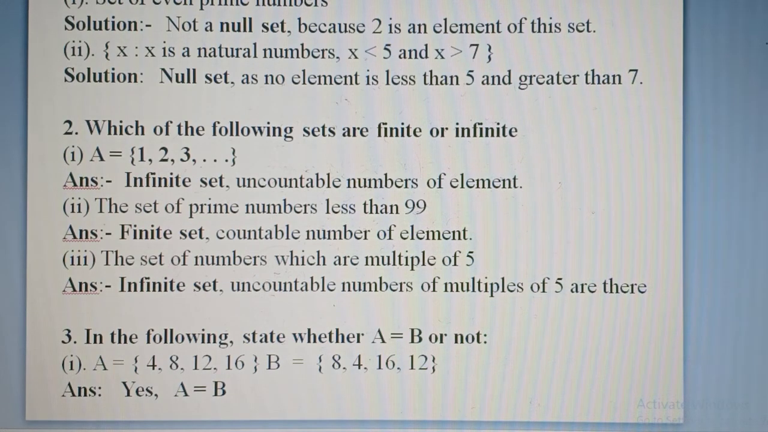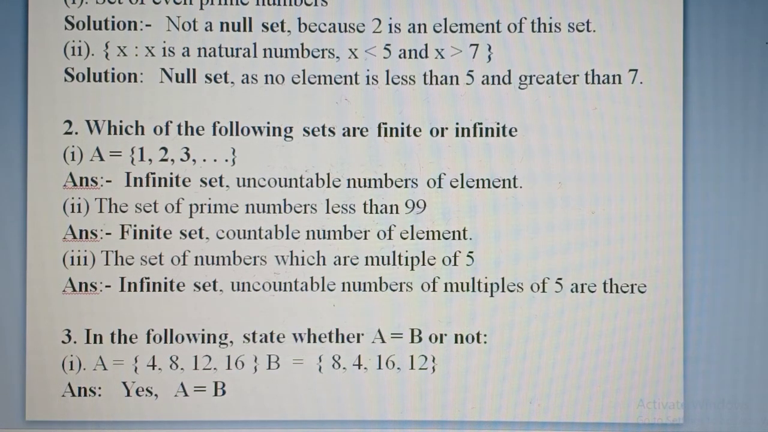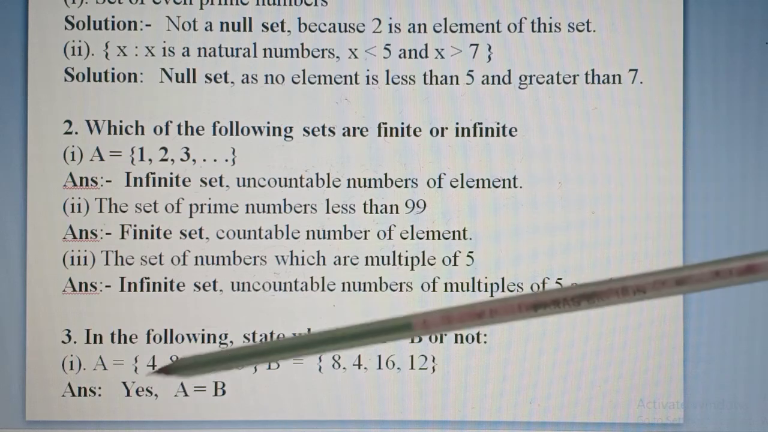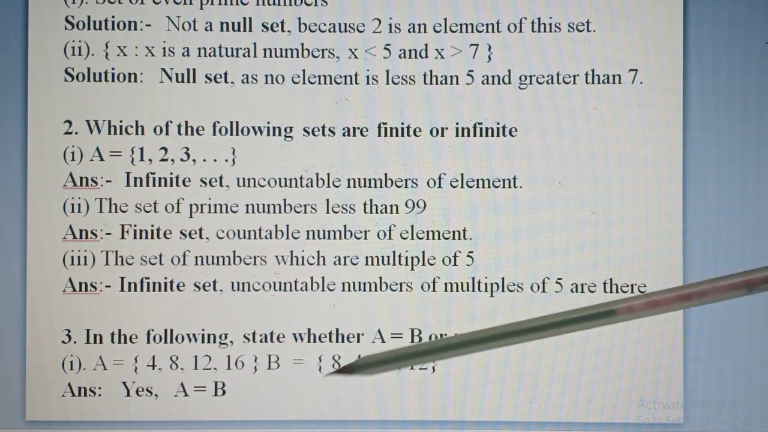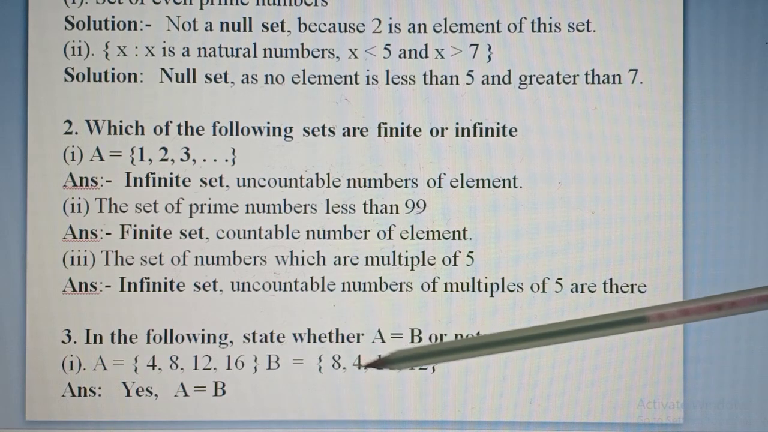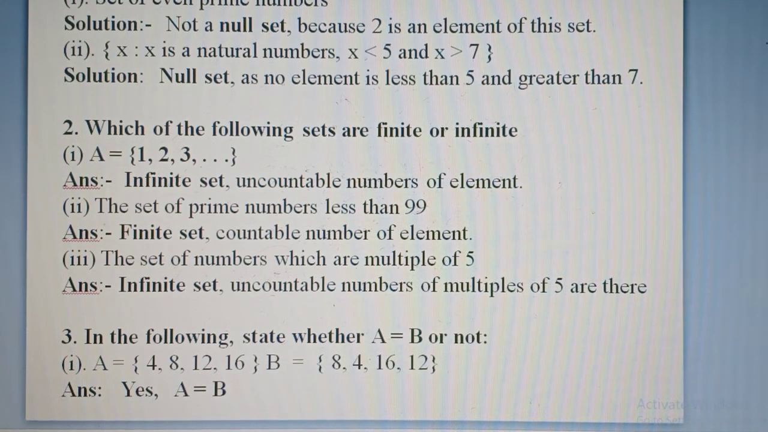So students, the third question is, in the following sets, whether A equals B, we have to check. Okay students, in the set A, the elements present are 4, 8, 12, 16. Alright, in B, 8, 4, 16, 12, the orders are different, but you have to check whether all the elements are present, matching or not. 4 is there, 8 is present, 12, 16. So you can see that all the 4 elements are present in B and no extra elements are present in B. So the elements are the same in both the sets. So you can say that A equals B.